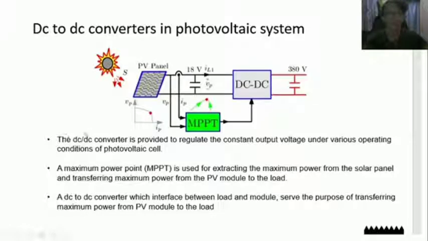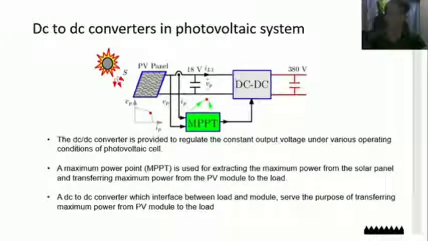The DC to DC converter is provided to regulate the constant output voltage under various operating conditions of the photovoltaic cell. The maximum power point tracker, MPPT, is used for extracting the maximum power from the solar panel and transferring maximum power from the PV module to the load. A DC to DC converter, which interfaces between load and module, serves the purpose of transferring maximum power from the PV module to the load.